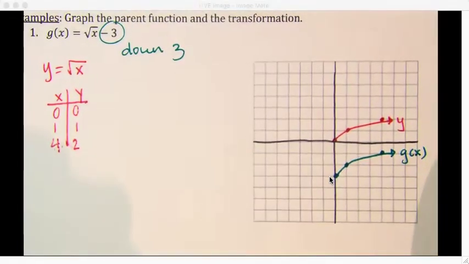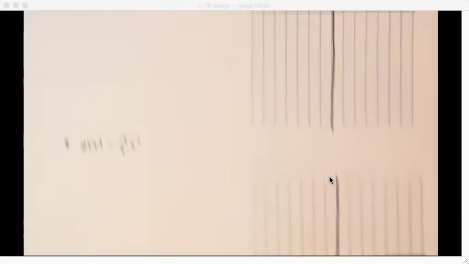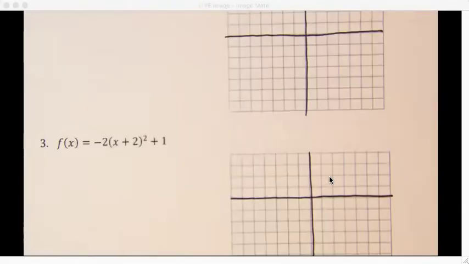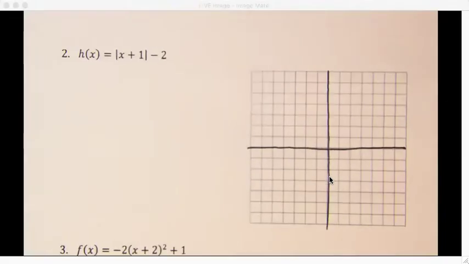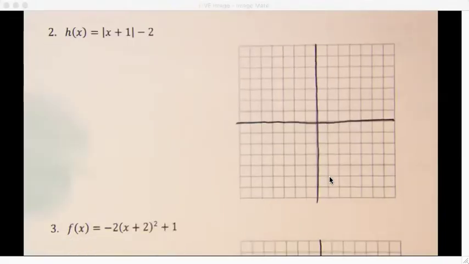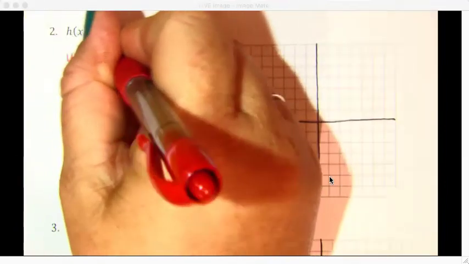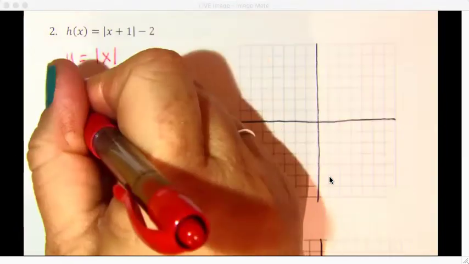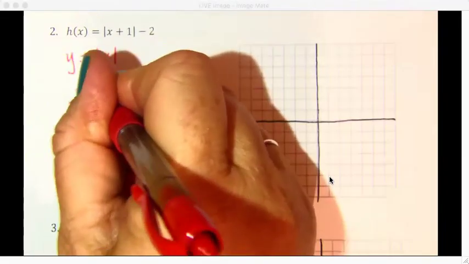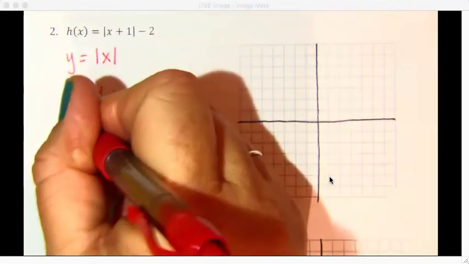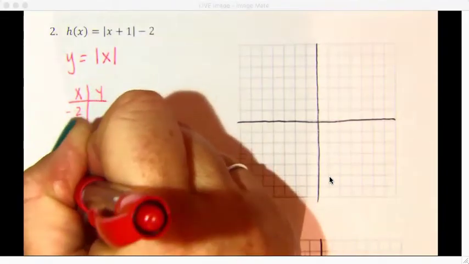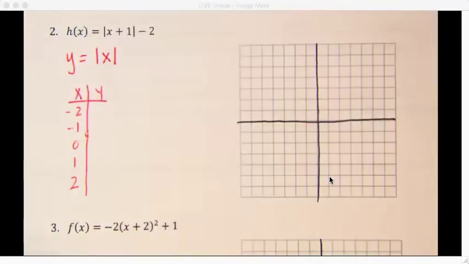Let's see another example of this. If we have the absolute value of x plus 1 and -2, my parent function is, and I'm going to use y again, y equals the absolute value of x. So again, if I wanted to, I could make a table and I could plug in, let's say, -2, -1, 0, 1, and 2. We can plug negative values in here.